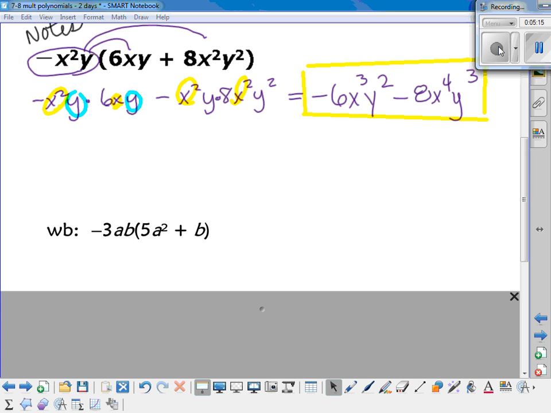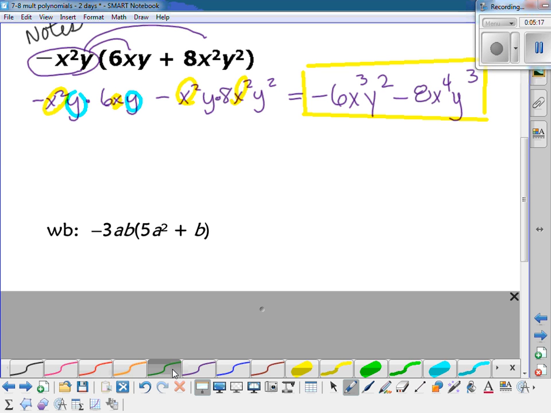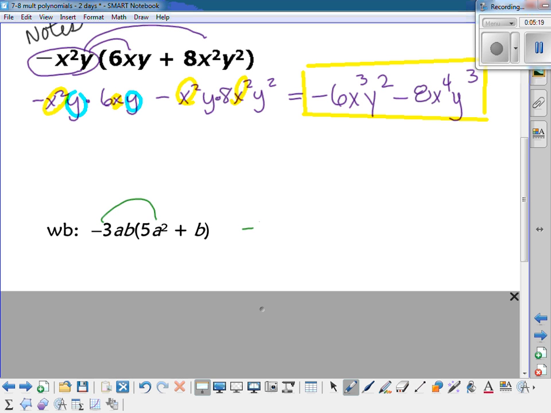Okay, so you had to distribute. -3 times -5 gives you -15. A times a squared gives you a cubed. And then you have the b. And then we had -3 ab squared. That's it.